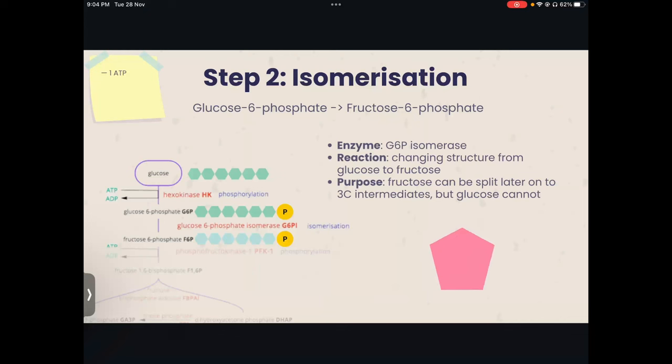Now, step two is not a very important step to remember. It's just there for you to understand the more important steps. It's the conversion of glucose 6-phosphate to fructose 6-phosphate, which is an isomerization reaction. Isomerization is just changing the form of what we have. It's not really chemically changing anything else. It's just the structure and form. So it's going from glucose 6-phosphate to fructose 6-phosphate. You don't need to worry too much about the details.